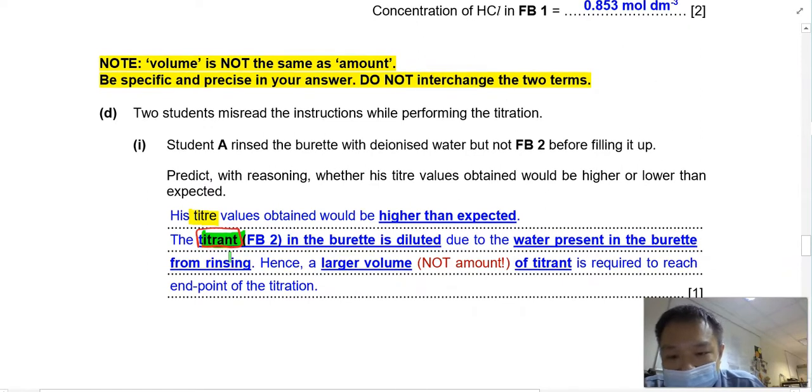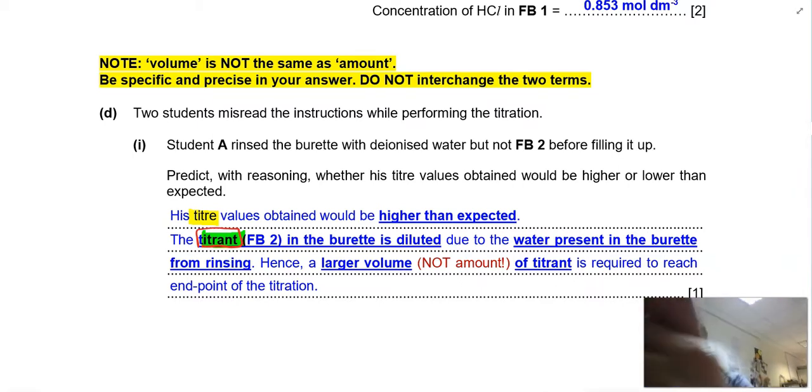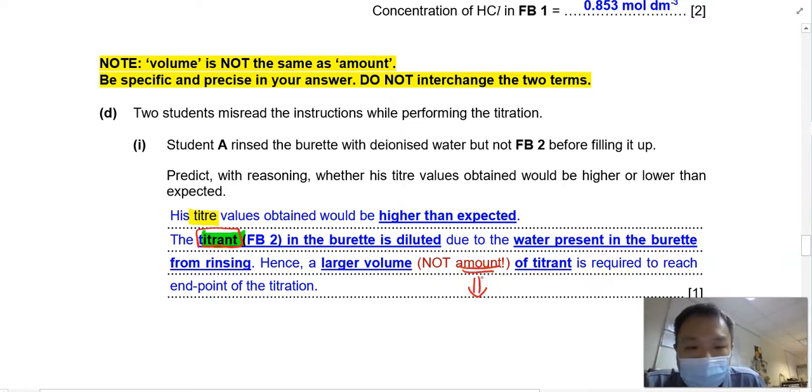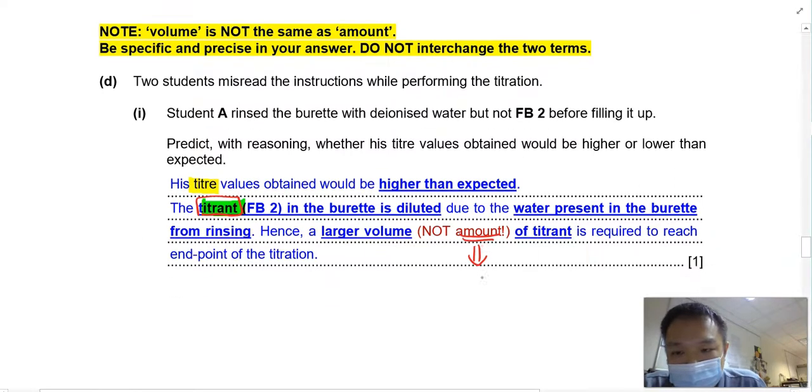As a result, because it's more dilute, to bring about the same number of moles to reach the endpoint for titration, we need a larger volume. Take note, it's not amount, because the amount remains the same. The amount of NaOH required to reach endpoint is still the same, but because the concentration is lower, your volume needs to be higher. That's your D part 1.